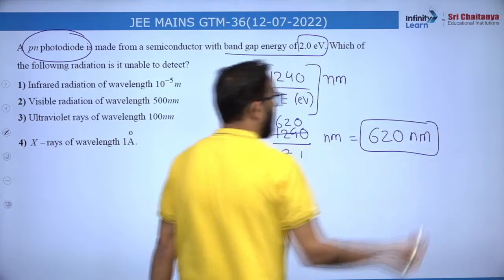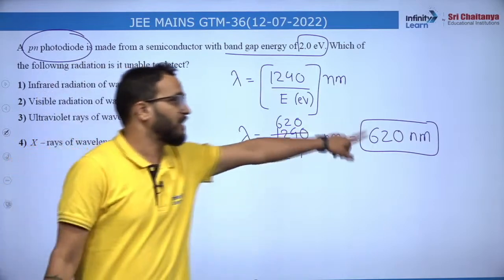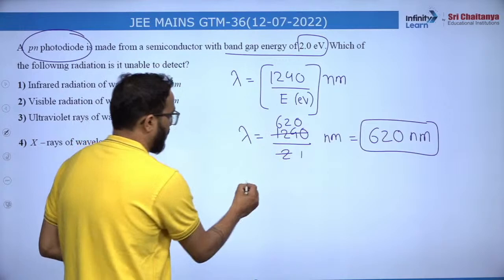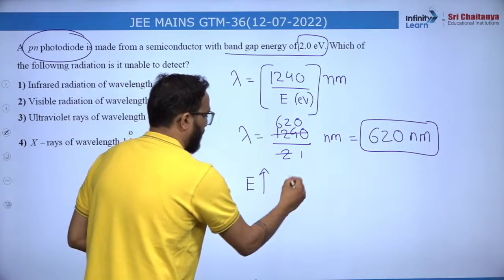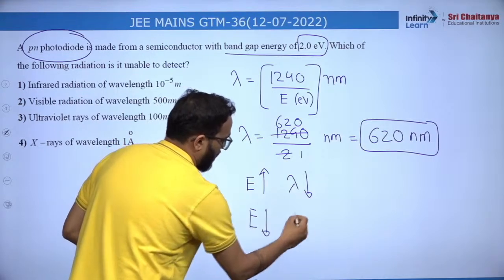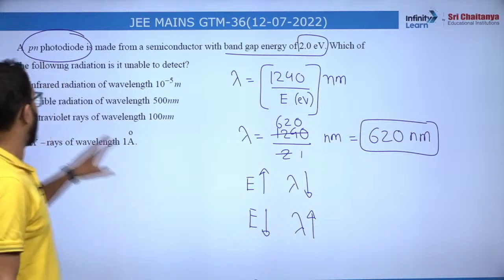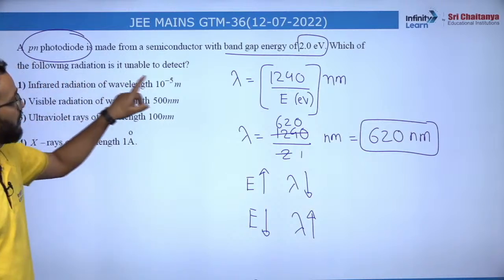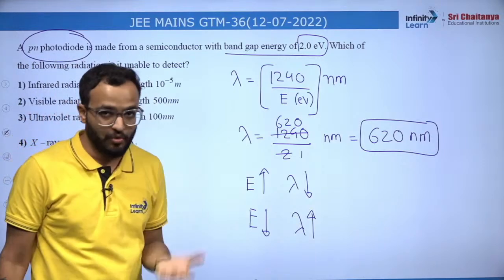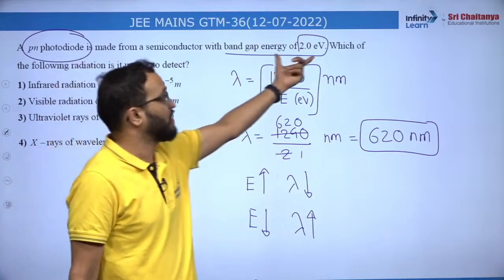Now what will happen? Any photon of wavelength greater than this will not cause detection, because as we know, higher energy means lesser wavelength, and higher wavelength means lesser energy. So it will be unable to detect. It will detect only those photons which have energy greater than this band energy gap.